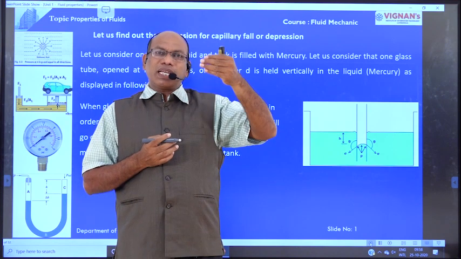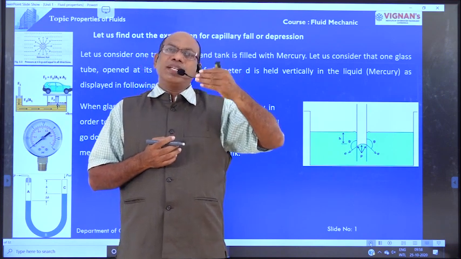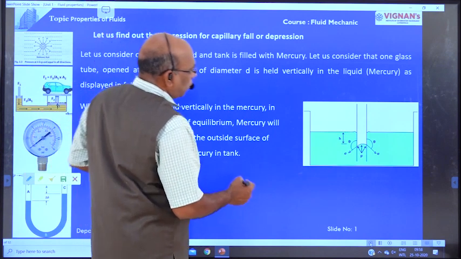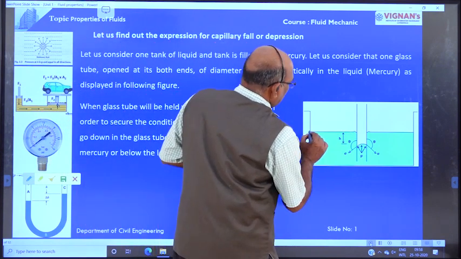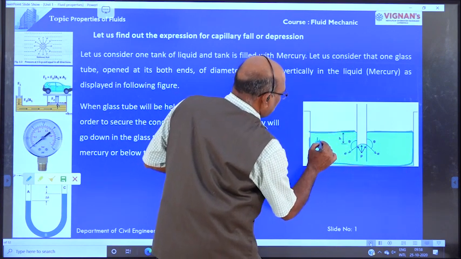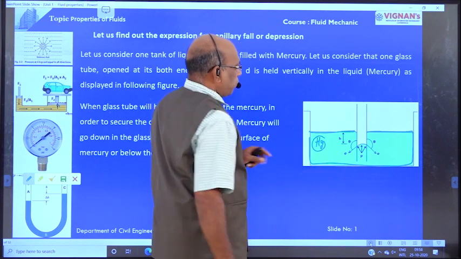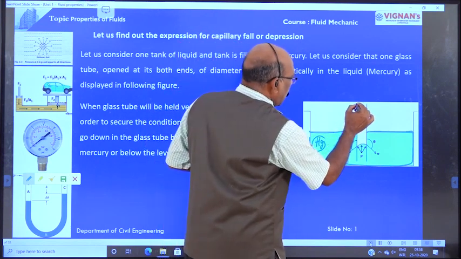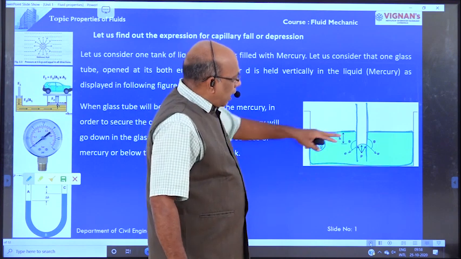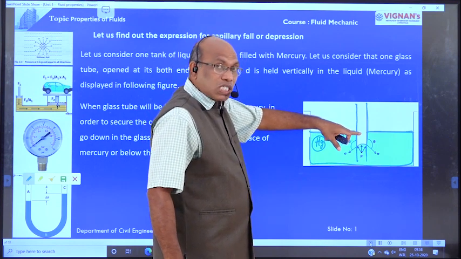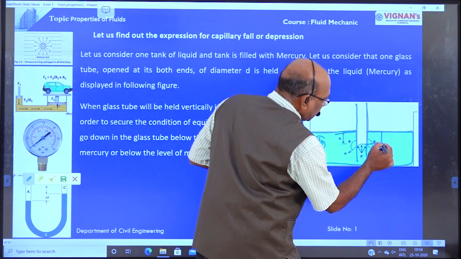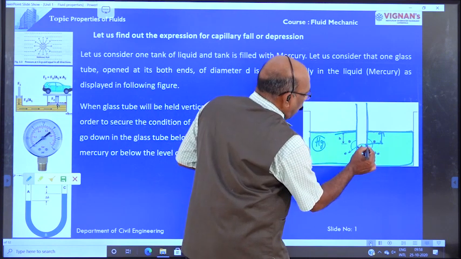In the earlier case, the glass tube is vertically inserted in water, but here the glass tube is inserted in mercury. Here we use the same notations as earlier. The tank is filled with mercury, denoted by Hg. A small glass tube is vertically inserted in the mercury, but the level of liquid in the glass tube is below the surface level of the tank, and the meniscus is also convex.